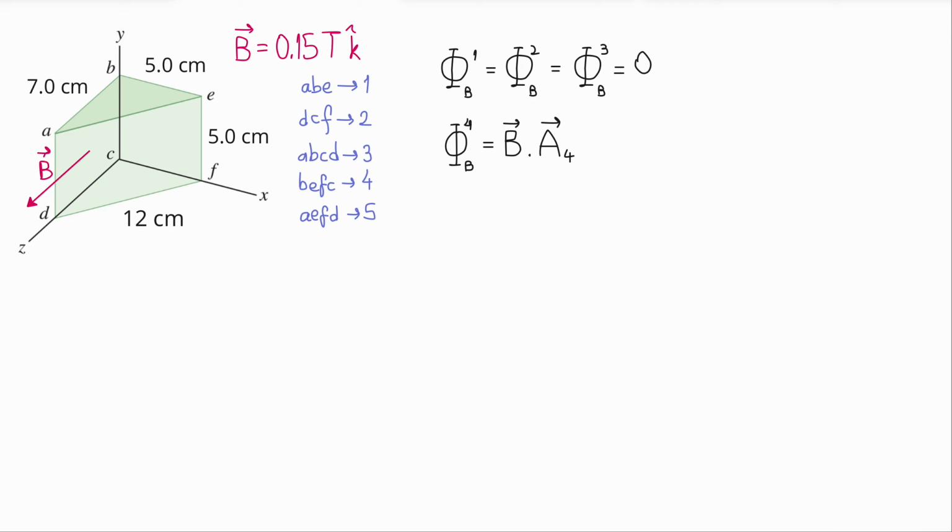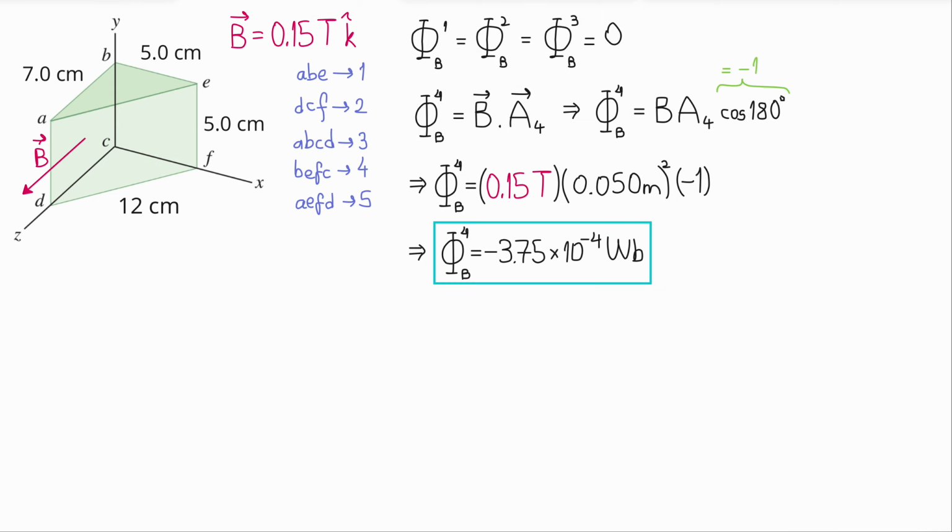And remember, dot product is the product of the magnitudes of both vectors times the cosine of the angle between the two vectors. So that's going to be B times A4 times cosine 180, and cosine 180 is -1. After substituting the numerical values, we get -3.75 times 10 to the -4 Weber for the magnetic flux through surface number 4. Now let's take a look at surface number 5.